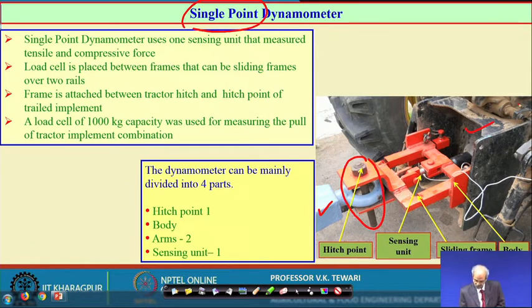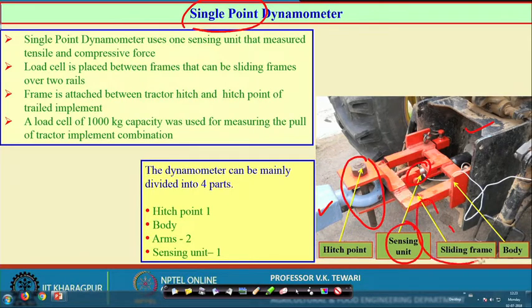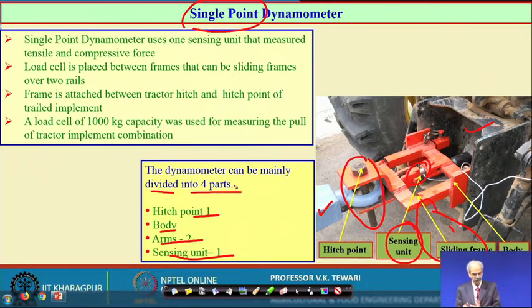So, now you can see here that this is the location where the sensing unit is. This is the frame which can slide and which can be fitted properly, and this is the body of this whole equipment. So, the hitch point is one, then the body, arms and the sensing unit. The dynamometer can mainly be divided into 4 parts, as I showed you over here.